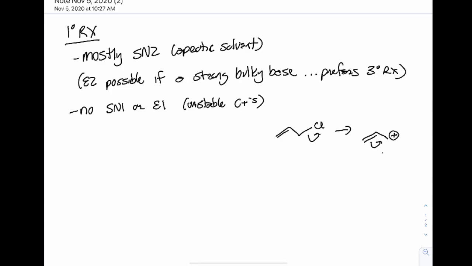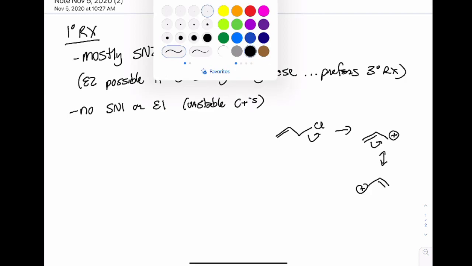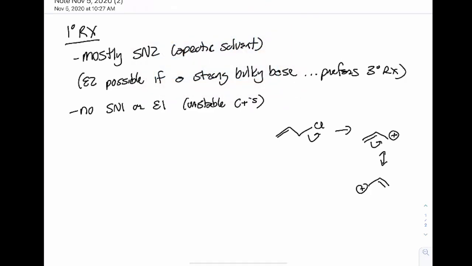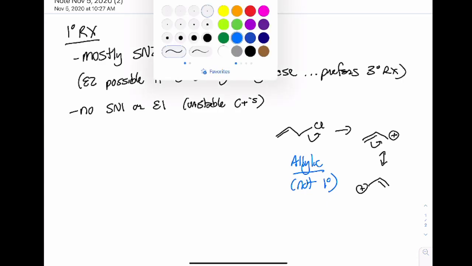It's allylic, so it does have resonance stabilization. So just be careful. It's neither one of those that exists. It's the hybrid, remember. So that charge is delocalized over the entire molecule. So just watch out for that. That is not primary. It's allylic. So don't get those mixed up. Allylic, not primary. So just a common mistake that I've seen.